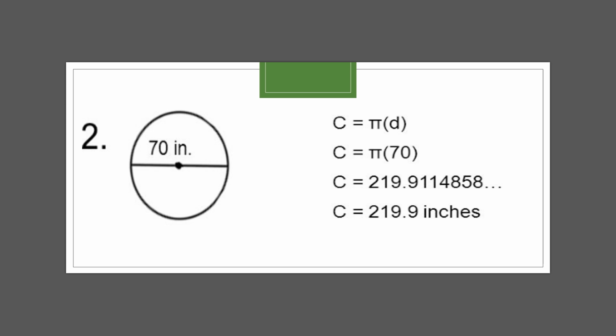Problem number 2. You are given your diameter, which is 70 inches. So we're going to use our formula. C is equal to pi times the diameter. So all you have to do here is plug and play. And by that I mean just plug in for that variable the value that is given or that value that it represents and do your multiplication. Once you multiply 70 times pi, you'll get 219 and all these digits. So of course you're rounding off to the tenths place. Your final answer is 219.9 inches.